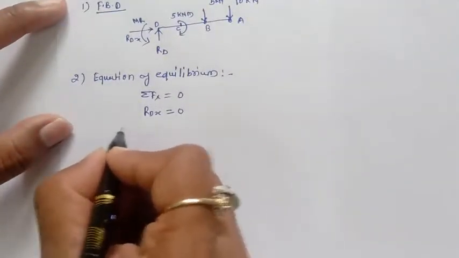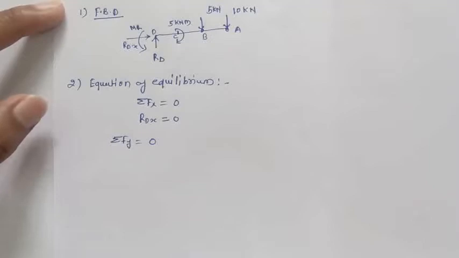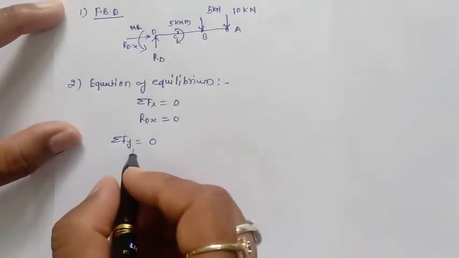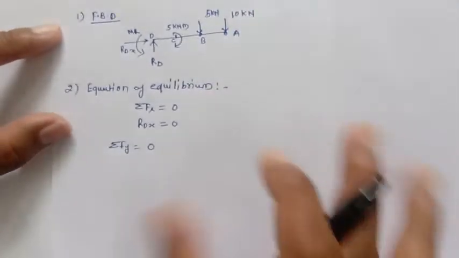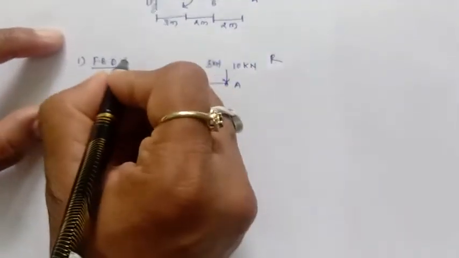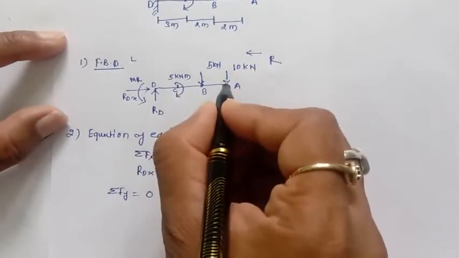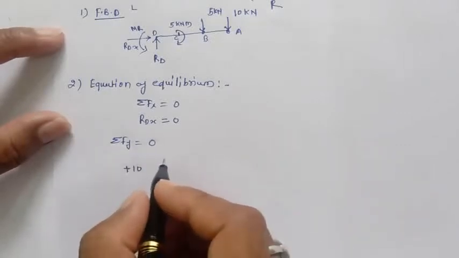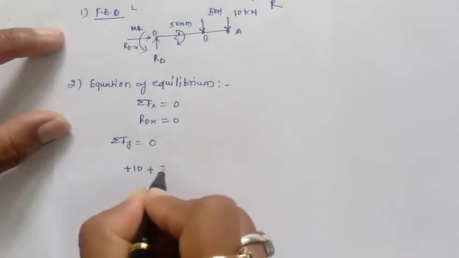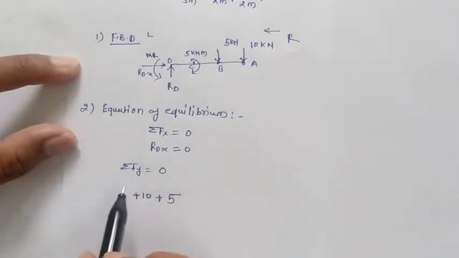Then similarly the summation of Fy equal to 0, so only the vertical forces we will consider. So as per our assumption, if you move from right to left, if our movement is like this, the downward force will be considered positive, so positive 10 kilonewton will be there. Similarly this positive 5 will be there.